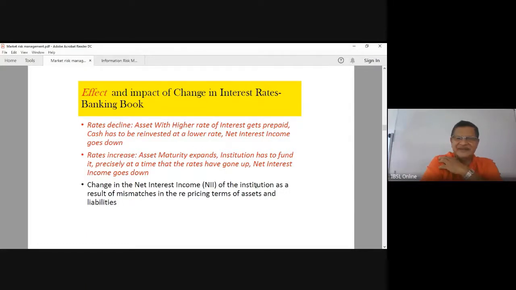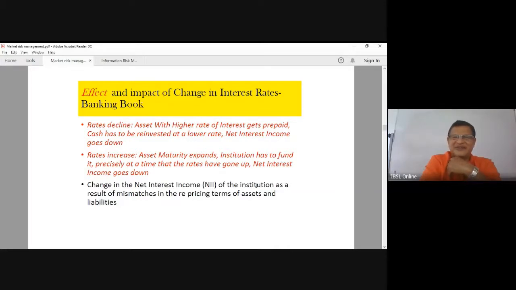When rates increase, sometimes the asset maturity expands. Some people will find it difficult to pay, because now you have a rate increase. We generally experience this if you take housing loans. You arrange a fixed installment based on your income, and most of the banks now say the fixed rate will apply only for 2 years. Then in the third year, if interest rates have gone up, your installment also will go up.